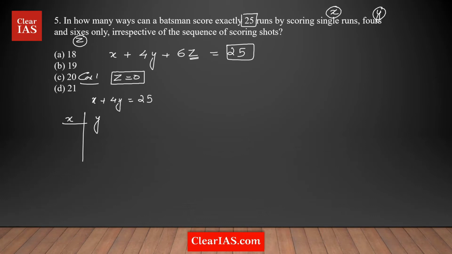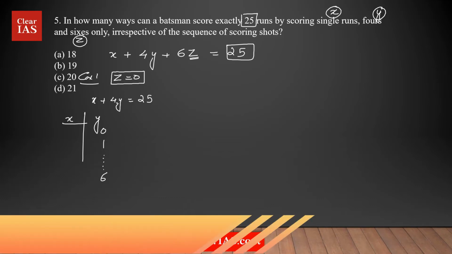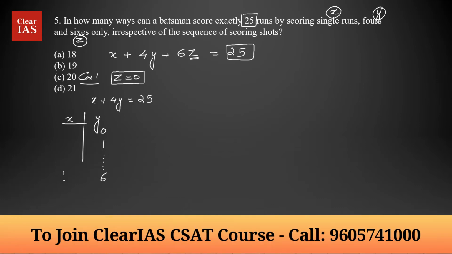Again, the number of possible values of y is smaller compared to x, right? So I will start with y. So y can be 0. That means he is scoring no fours. All the total runs is scored by using singles, right? 25 singles and 0 fours. It's possible. And y can be 1. One four he is scoring. Remaining runs he is scoring by using singles. Similarly, the maximum value of y is, how many fours maximum he can score is 6 fours, right? 6 fours are 24 and just one single, x is equal to 1.